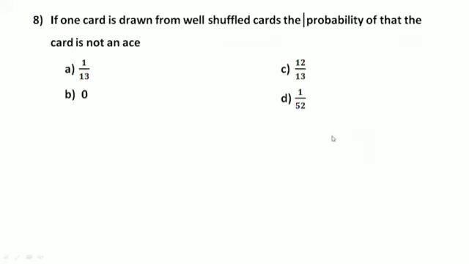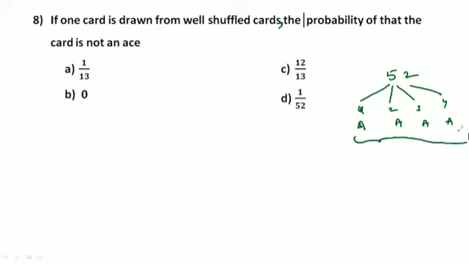So 8th problem, children. If one card is drawn from a well shuffled pack of cards, the probability that the card is not an ace. So children, see, we know that there will be 52 cards. In the 52 cards, there are 4 sets, children. Got it? 1, 2, 3, 4. In each set, children, there will be one ace. So here will be an ace, here an ace, here an ace and here an ace. So totally, the total number of aces in the 52 cards is 4, children.